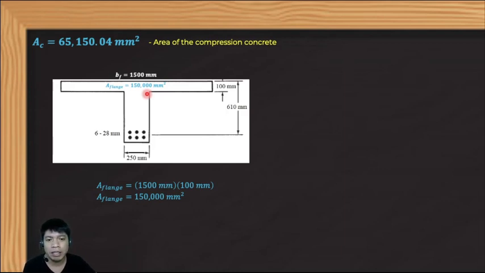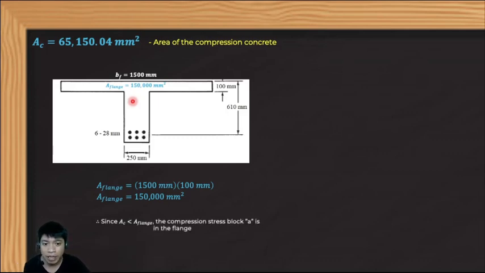So madali lang naman itukoy, di ba? Kasi kung yung area natin ng compression concrete is mas maliit sa area ng flange, then nasa flange pa yun. Pero kung lumampas na siya ng 150,000, ibig sabihin, nasa web na yun. Okay? So sa case na to guys, take note na yung area ng ating compression concrete is mas maliit sa flange na area. So therefore, yung ating area ng compression concrete ay nasa flange. So yung compression stress block natin ay nasa flange pa, yung A natin na value.